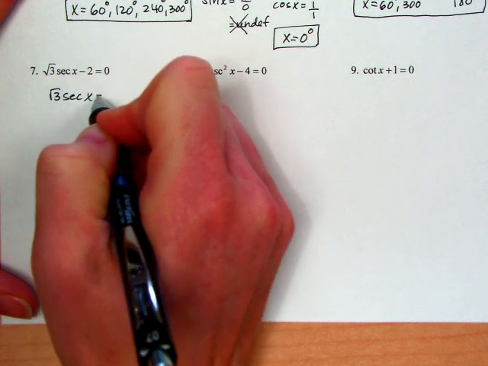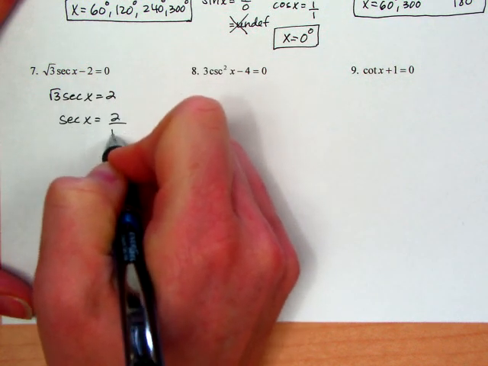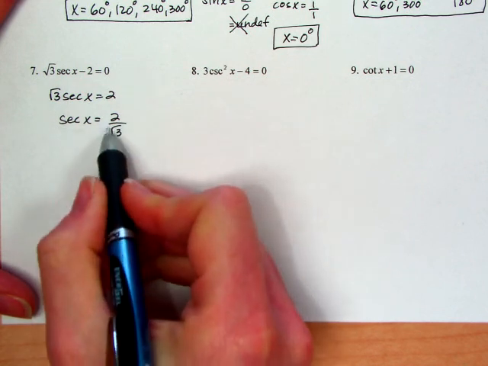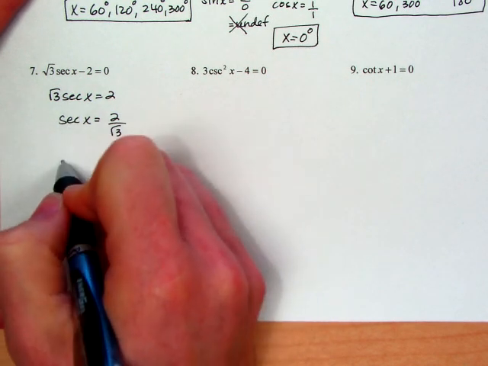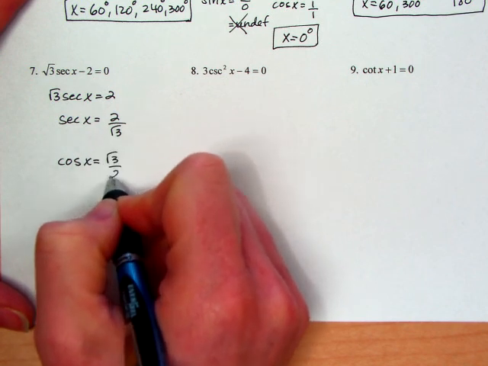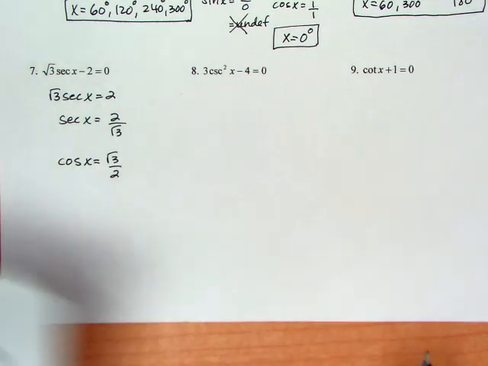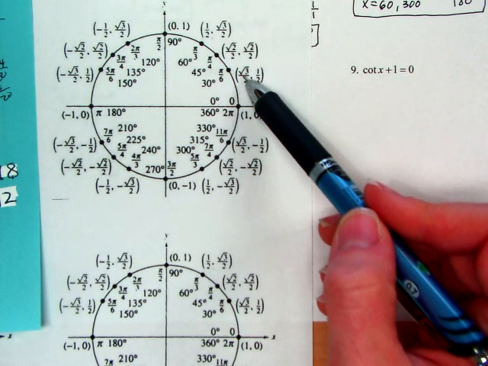We're going to move the 2 over and then divide by square root of 3. So we get 2 over square root of 3. I wouldn't fix the root 3 right now. What I would do is flip it right away. So secant is the flip of cosine. And when I flip this fraction, I end up with square root of 3 over 2, which is very handy because that is all over our circle. So we're looking for cosine values of square root of 3 over 2, which happens at 30 and 300.